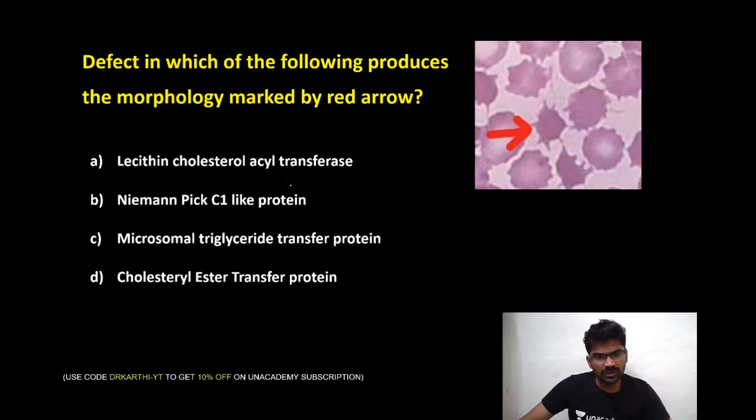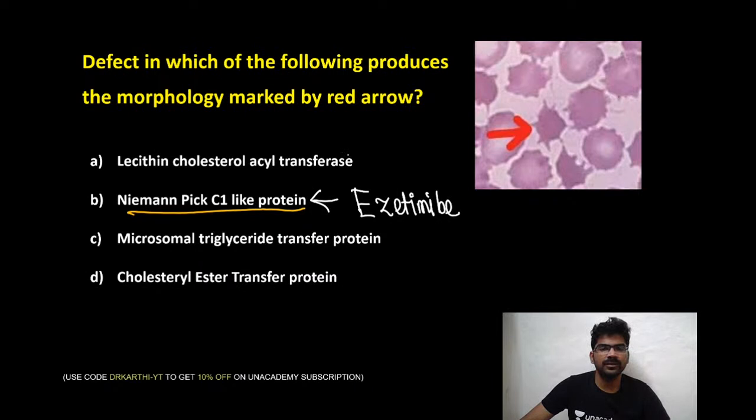Let me begin with this Niemann-Pick C1 like protein. It is involved in the absorption of cholesterol. There is a drug called ezetimibe which will inhibit this Niemann-Pick C1 like protein. So LCAT defect leads to, what is the name of the syndrome? LCAT defect. There are two things, complete deficiency and partial deficiency. What is the name of the disease in which there is complete LCAT deficiency? Who is going to tell? Norum's disease, right? Norum's disease.